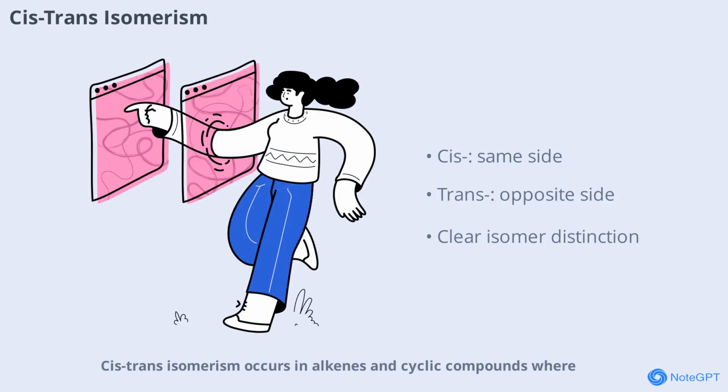Cis-trans isomerism occurs in alkenes and cyclic compounds where substituents can be on the same or opposite sides. The prefixes cis and trans are used to indicate these arrangements. For example, cis-2-butene and trans-2-butene are different compounds with distinct properties. Properly naming cis-trans isomers is important for clear communication in organic chemistry.